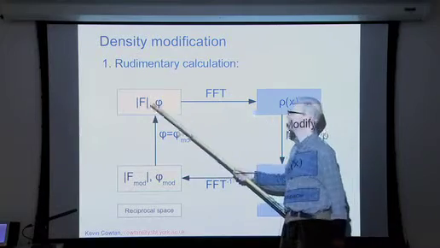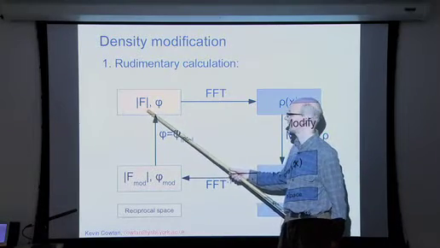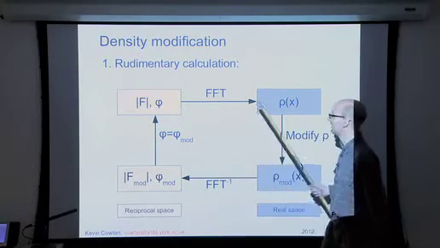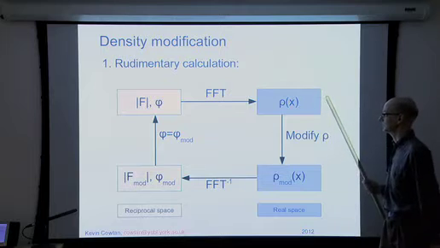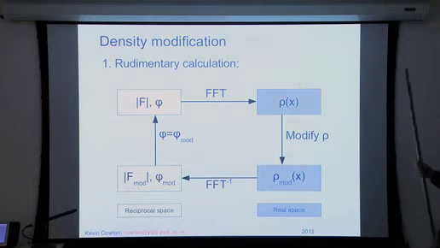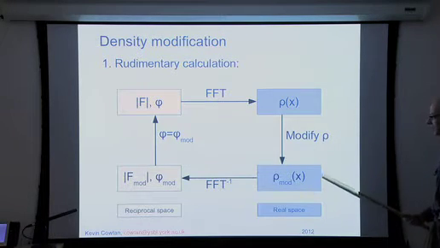So how does this work? Well, here's the most rudimentary picture. We start with a structure factor amplitude and a phase. We calculate an electron density map using a Fourier transform. What we're going to do is modify our electron density map.